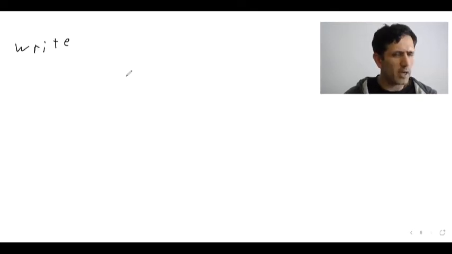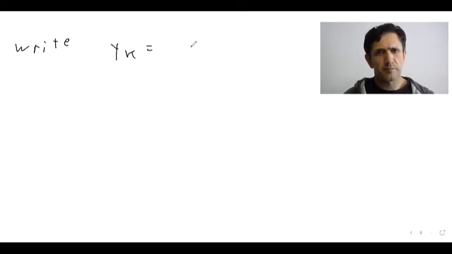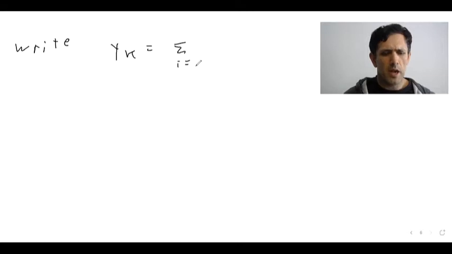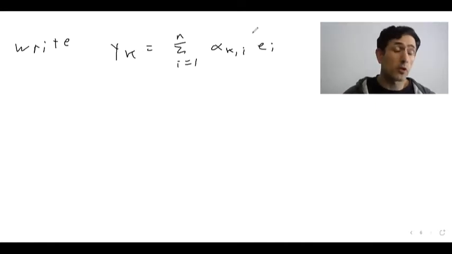So let's write yk as the sum for i equals 1 to n. Just write it out in terms of this basis here. There is no orthogonality. There's no inner product. Sorry about that. So for each k, we have these constants alpha k,i. That's all we're saying.